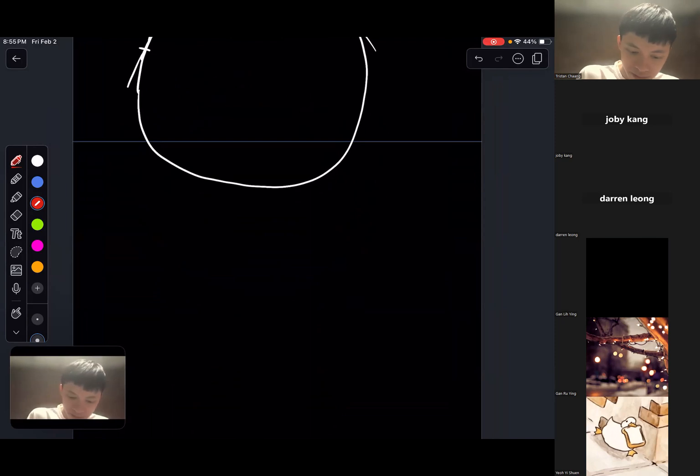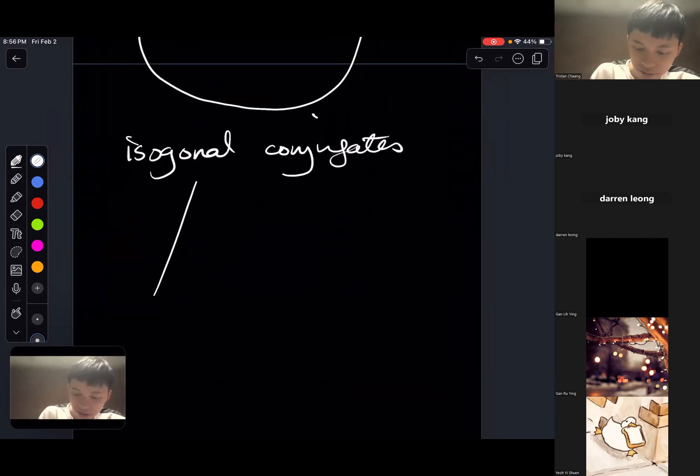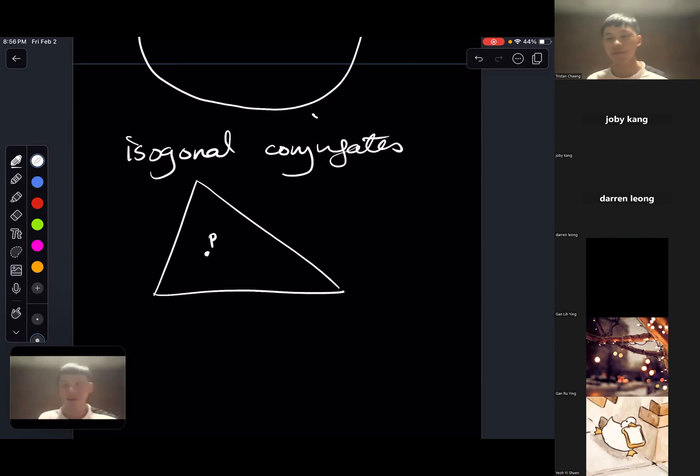Now, in the last 5 minutes, I'm going to talk about isogonal and isotomic conjugates. So an isogonal conjugate for a point is the point that you obtain by reflecting each Cevian across its angle bisector.